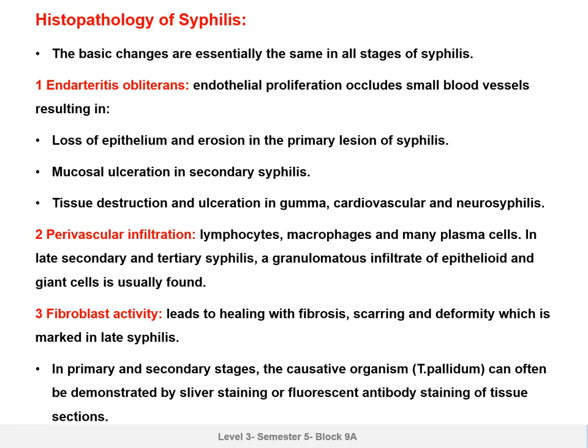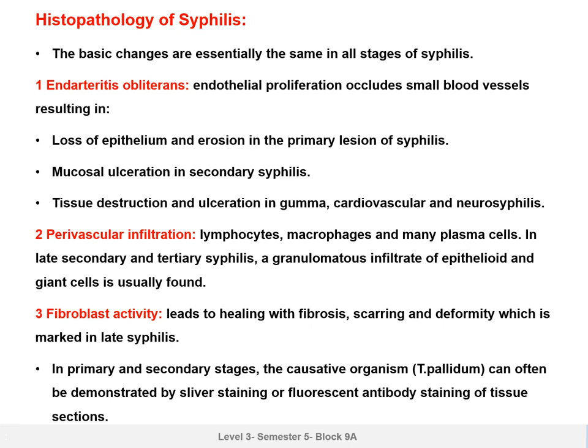At first, endarteritis obliterans, which is endothelial proliferation involving small blood vessels, resulting in loss of epithelium and erosion in the primary lesion of syphilis, mucosal ulceration in secondary syphilis, and tissue destruction and ulceration in gumma, cardiovascular syphilis and neurosyphilis. Second, perivascular infiltrate, including perivascular infiltration by lymphocytes, macrophages, and many plasma cells, and in late secondary and tertiary syphilis, a granulomatous infiltrate of epithelioid and giant cells is usually found. Then fibroblast activity leads to healing with fibrosis, scarring, and deformity, which is marked in late syphilis.